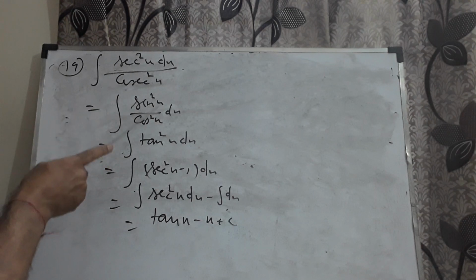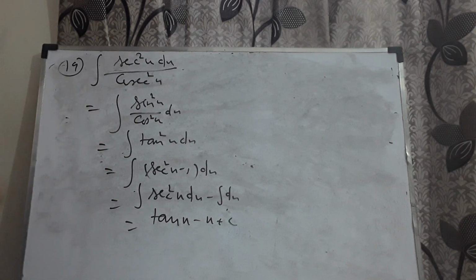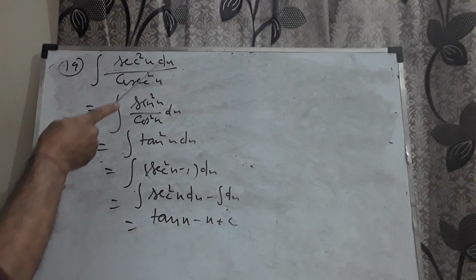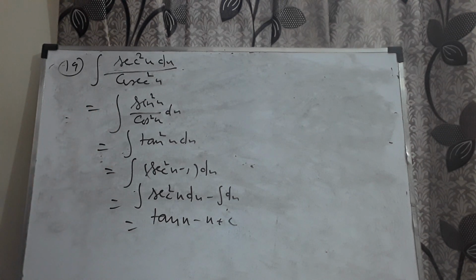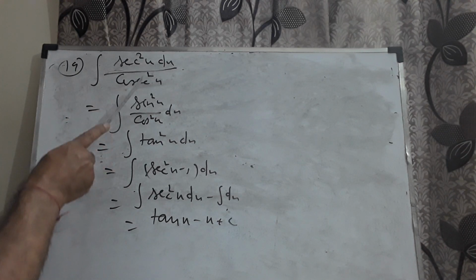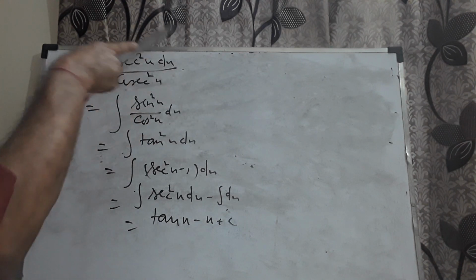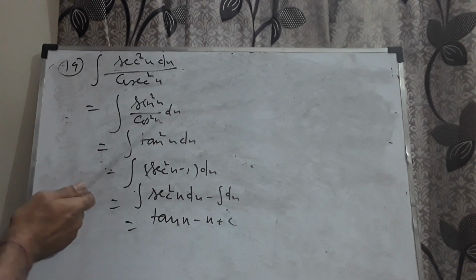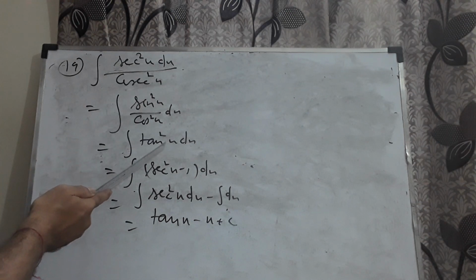1 by cos square is secant square. 1 by cosecant square is sin square. Therefore, when this is taken to the numerator, it becomes sin square. This is taken to the denominator, it becomes cos square. Therefore, secant square x can be written as 1 by cos square. Cosecant square x is 1 by sin square. This goes up anyway. Therefore, sin square by cos square is tan square x.